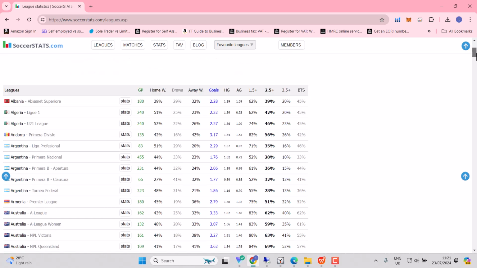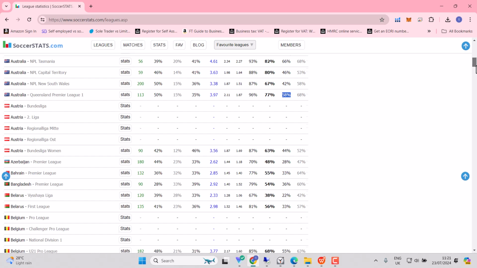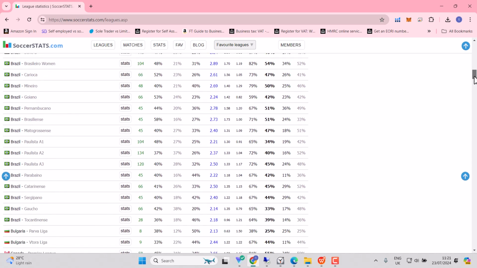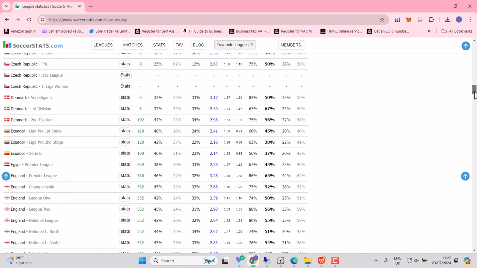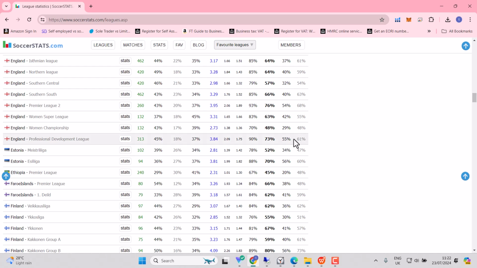And then we've got over 3.5 goals as well, 58% in Australia. Wow. 55% in the Belgian under 21. So you're going to get the high stats for 3.5 goals majorly in these minor leagues. It's not a huge set of stats in these professional leagues. Is it 55% in the Professional Development League? Over 3.5 goals. That's a league you might want to consider for over 2.5 goal trades. Look at that, 73% of games in the English Professional Development League, which is in play.